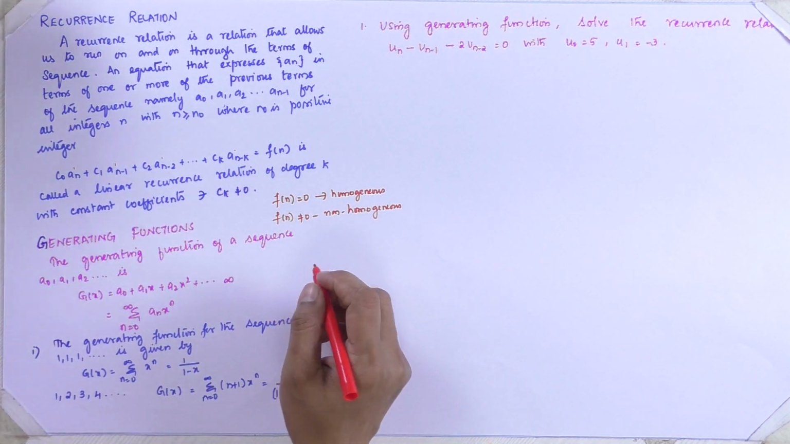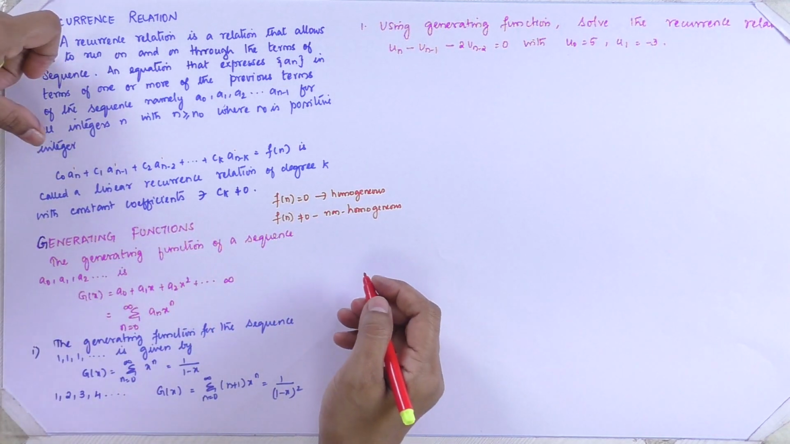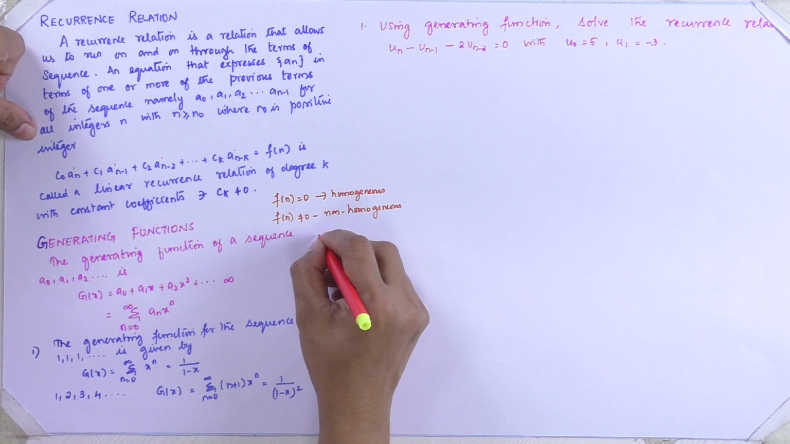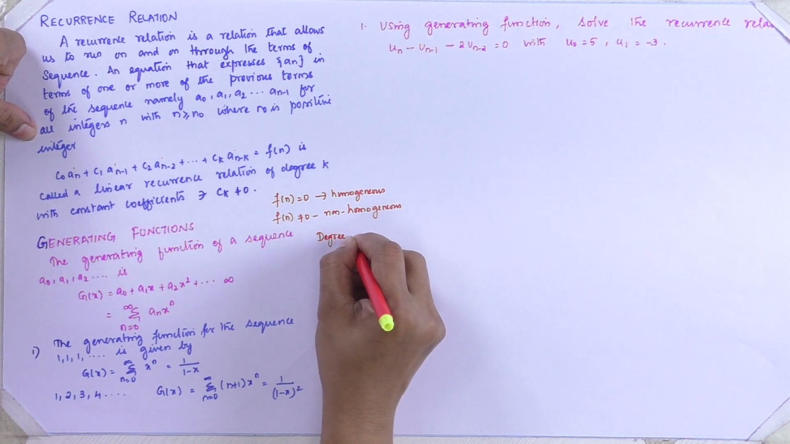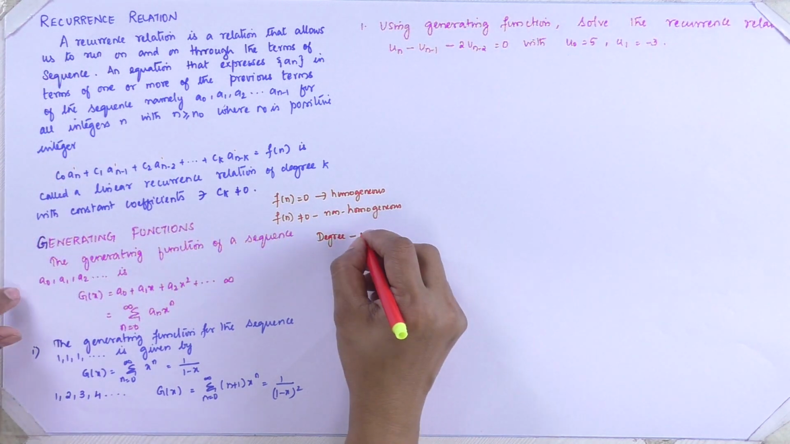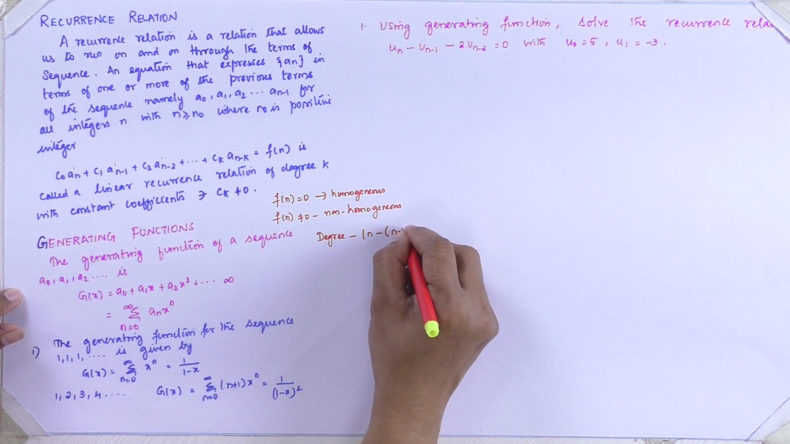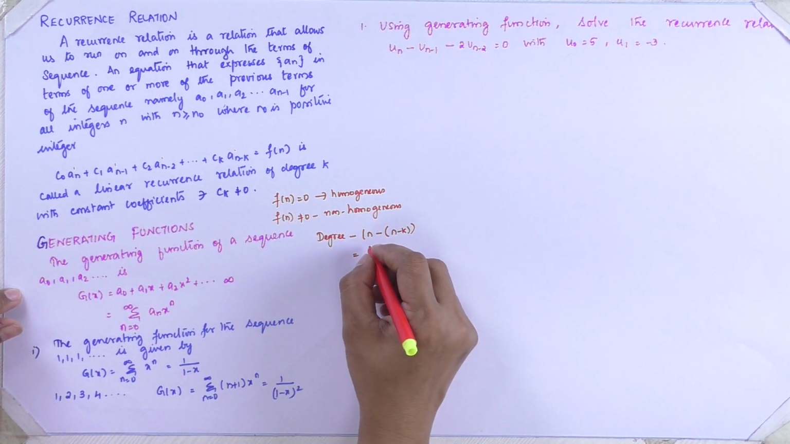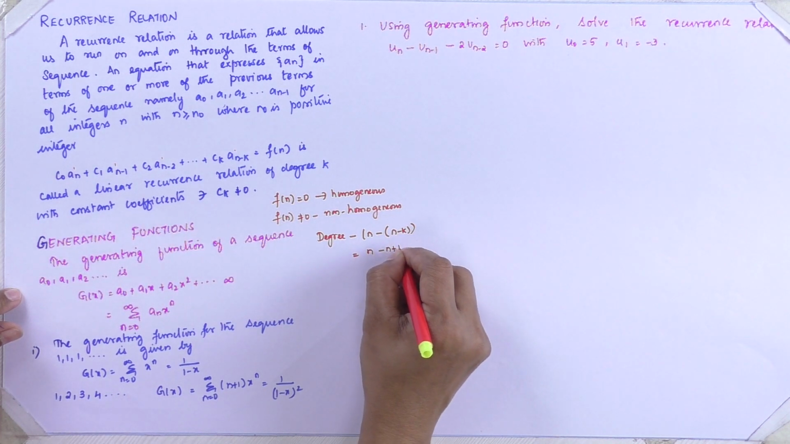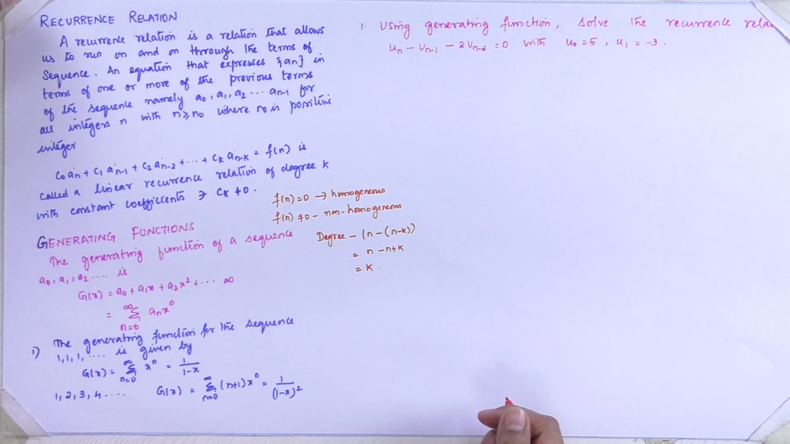How do I fix the degree here? It is the difference between the highest and the lowest subscript. So how do we fix it here? The difference between the highest and the lowest subscript. The highest subscript here is n, right? The difference is n minus (n minus k), so n minus n plus k, which is equal to k. So that is why we say the degree of this difference equation or recurrence relation is k.